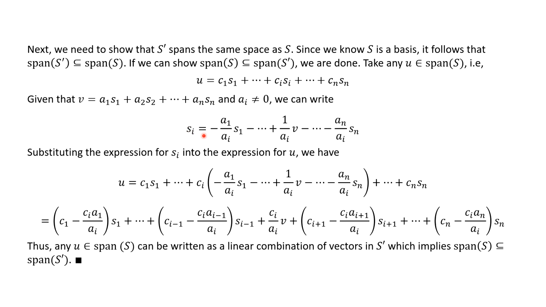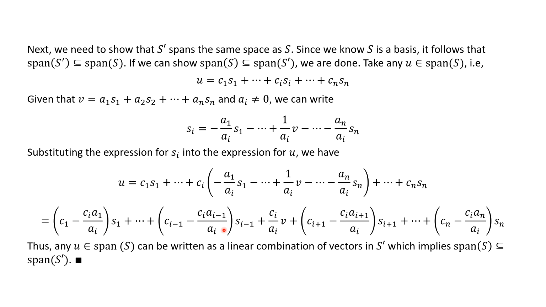So in other words, we can write S_i as a linear combination of the vectors in S prime, essentially. We're using v here. Substituting the expression for S_i into the expression for u. So substituting this into here, we have this, and then we collect terms. Just collecting the terms corresponding to S_1, we get C_1 minus C_i a_1 over a_i, and so on, all the way up to S_{i-1}.